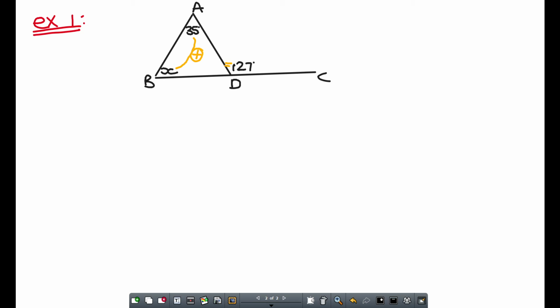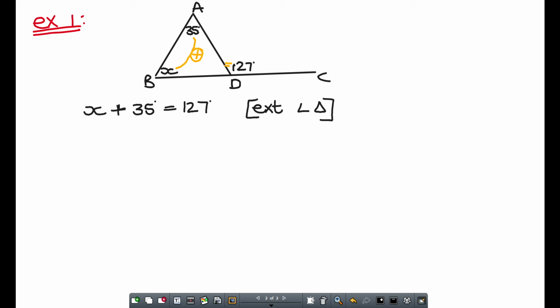Right. Okay, so let's write it out. So we're going to say X plus the 35 will be equal to 127 degrees. Then my reason, you've got to give that. And then we say exterior angle triangle. You all fine with that?